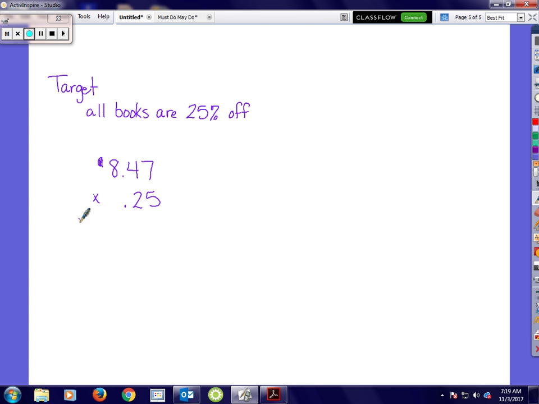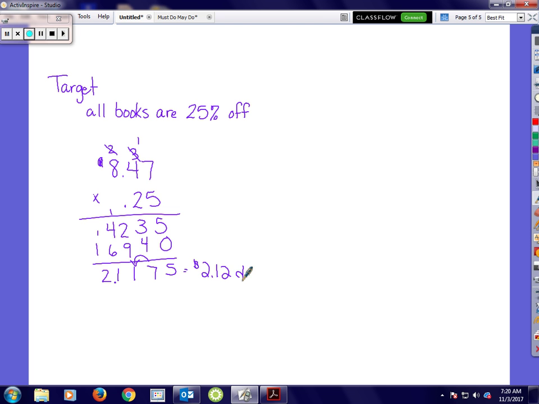Now, I'm going to multiply by my 25% to find out what my discount is. 5 times 7 is 35. 20 plus 3 is 23. 42. 0. Cross off, cross off. 2 times 7 is 14. Carry my 1. That's 8 plus 1 is 9. 16. 5, 7, 9, 10, 11. 10, 11. Carry my 1. 2. 1, 2, 3, 4. 7 is telling the 1 to go up. So my total discount is going to be $2.12.